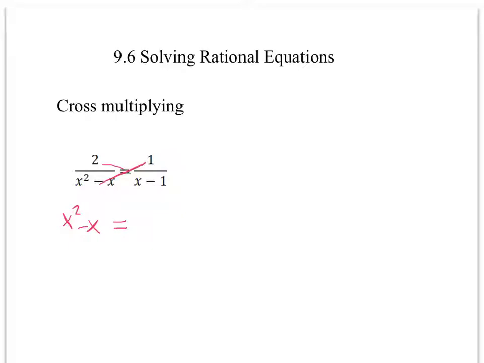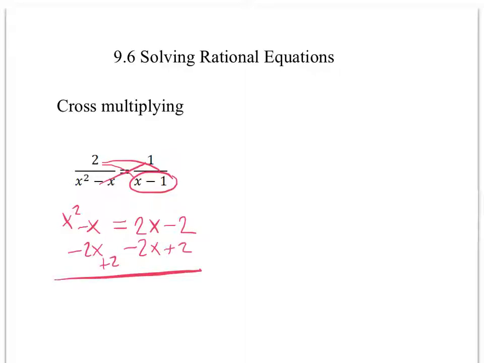Now I'm going to take the 2 times this stuff, which means I have to multiply both of them by 2. So we get 2x minus 2. And then we go ahead and get everything equal to 0. So I'm going to subtract 2x from both sides and add 2 to both sides. So then I get x squared minus 3x plus 2 equals 0. And so now we've got a double bubble problem that we need to solve.